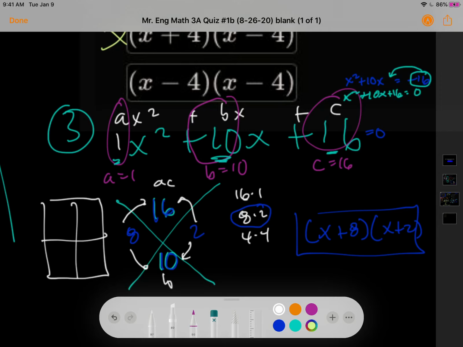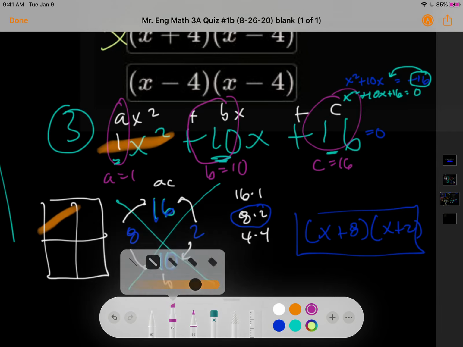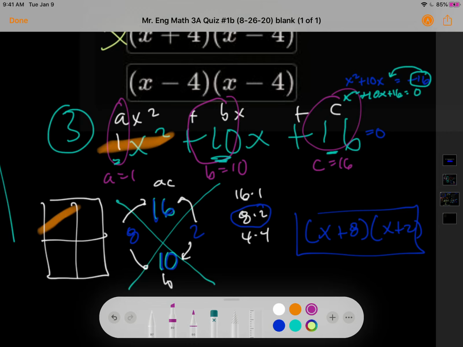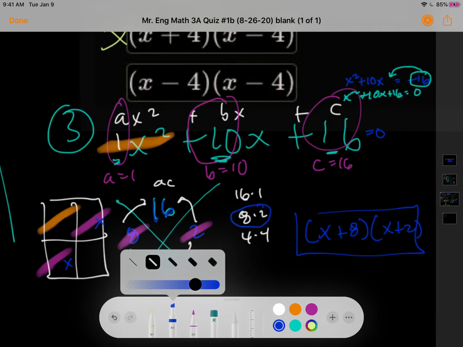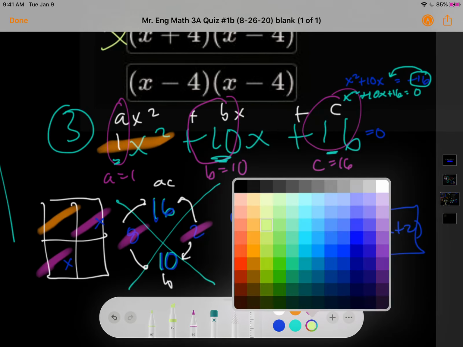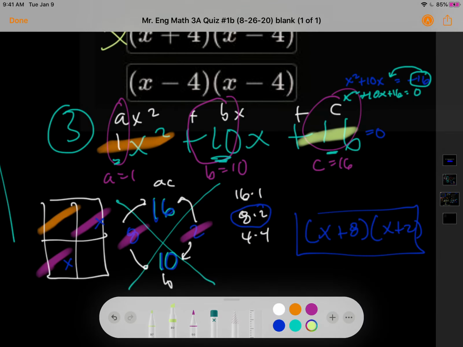In the box method, the a value will always go in the top left. And then the 2 numbers that we found will always go here and here, but you need to add an x. Oops. Add an x, add an x. And then your last one, your c value, will always go in the bottom right. So let's write that in.